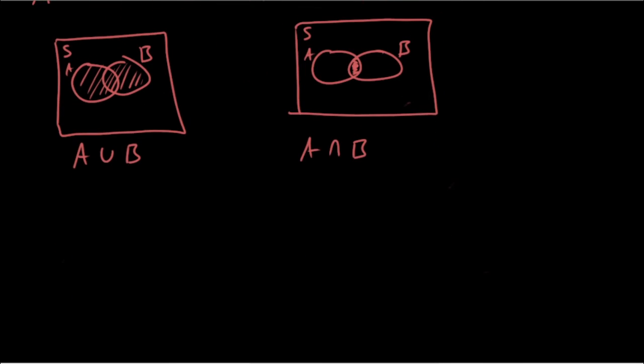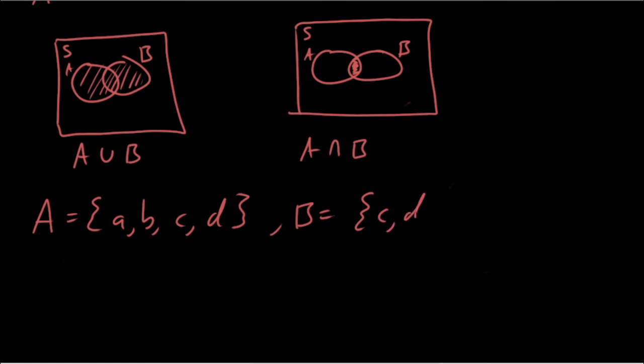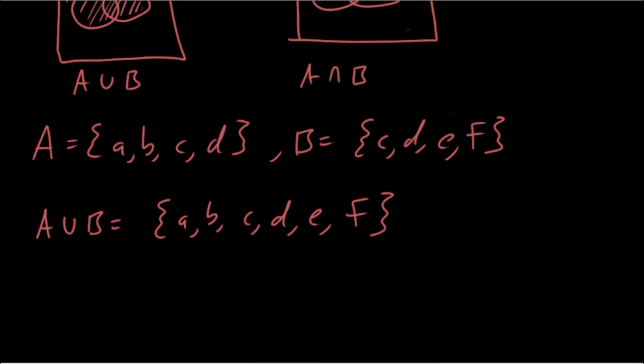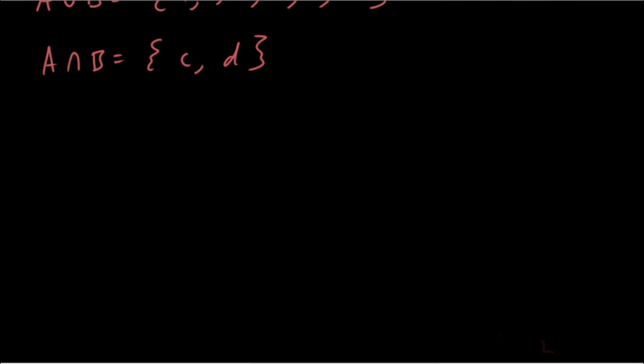Okay, so let's do an example. Let's say A is equal to {a, b, c, d} and B is equal to {c, d, e, f}. A union B would be equal to {a, b, c, d, e, f}. It just has to be an either-or. But A intersection B would only include the elements c and d.